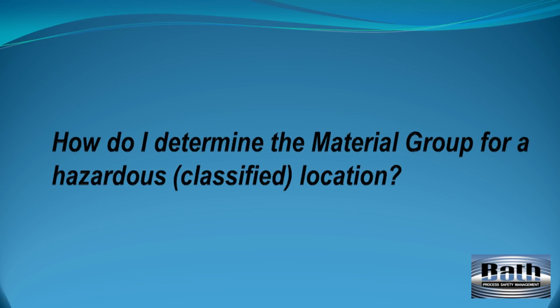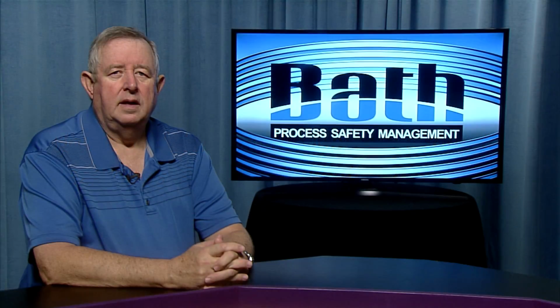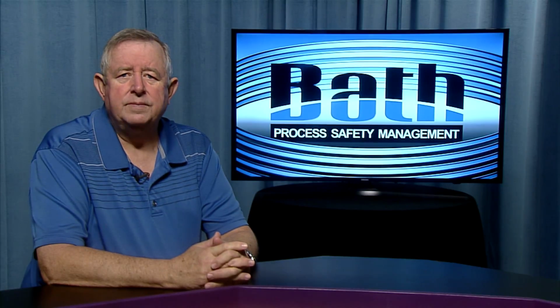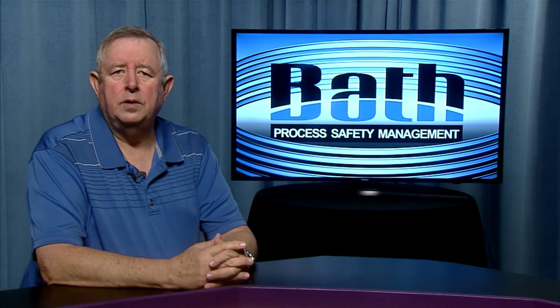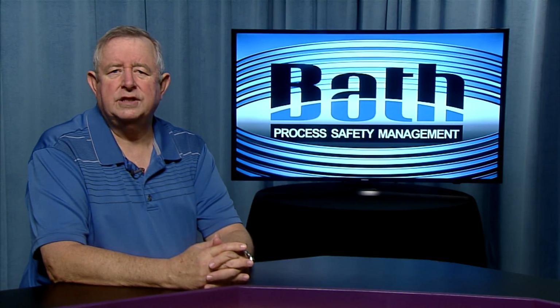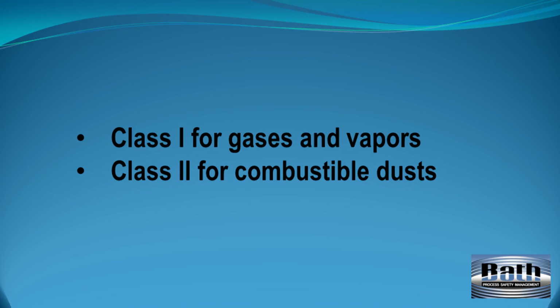How do I determine the material group for a hazardous classified location? I'm going to answer this question by first stating I am limiting the following information on material groups to only those associated with the division concept and not the zone concept. The term material group is applicable to those hazardous classified locations having the specific classification of Class 1 for gases and vapors and Class 2 for combustible dust.